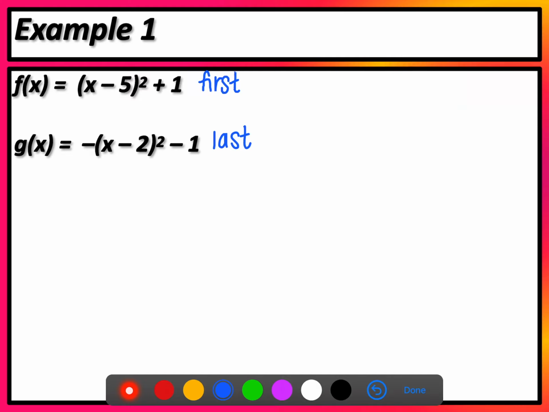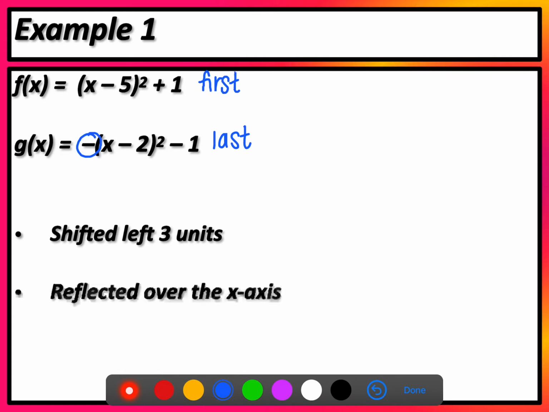So from the inside, I start at x minus 5 and go to x minus 2. So what was my transformation? If I went from an h of 5 to an h of 2, we shifted to the left 3 units. Now I'm looking to the front. There's definitely something different in the front from the first to the last step. So a reflection over the x-axis was definitely applied.